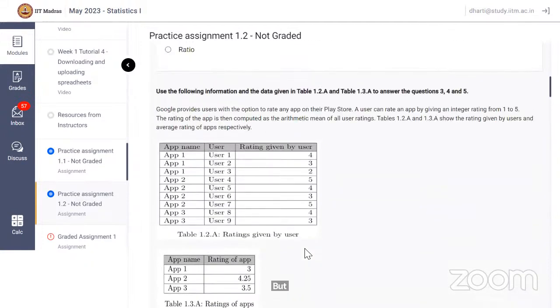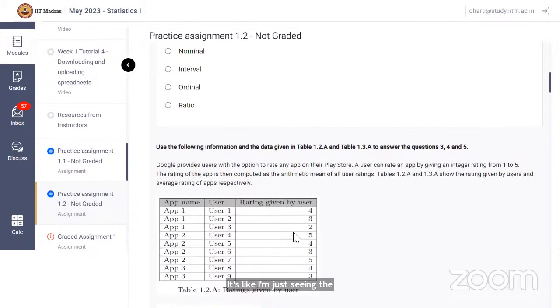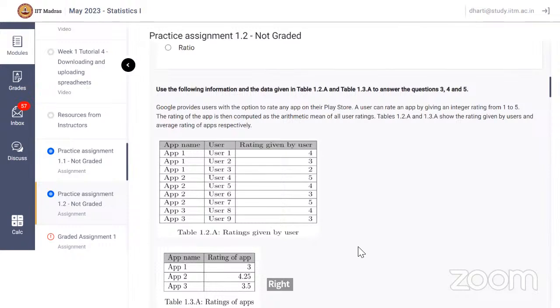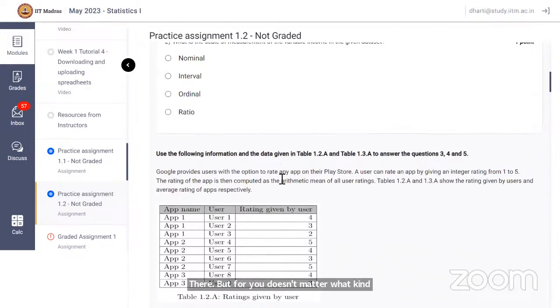If I'm just seeing the user data only, just numbers like 4, 3, 2, 1, and 5, at that time your whole context, or the whole observation, will be this data only. For you, it doesn't matter what kind of rating is given by apps. You have this as data, and you have to analyze this data only. At that time, what will you conclude? That's your conclusion for this particular data set. That is what descriptive analysis is.